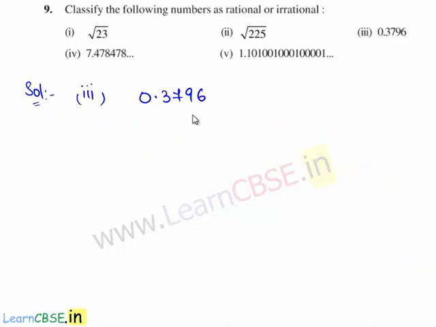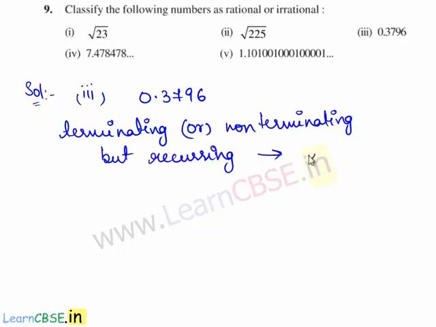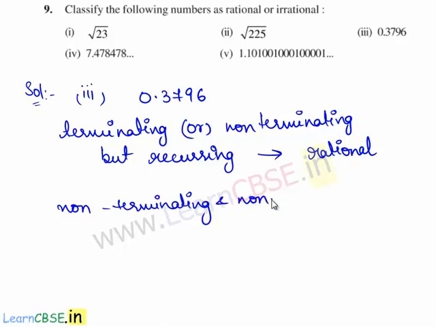A number whose decimal expansion is terminating or non-terminating but recurring is a rational number. A number whose decimal expansion is non-terminating and non-recurring is an irrational number.